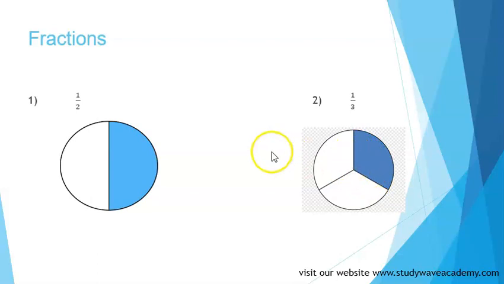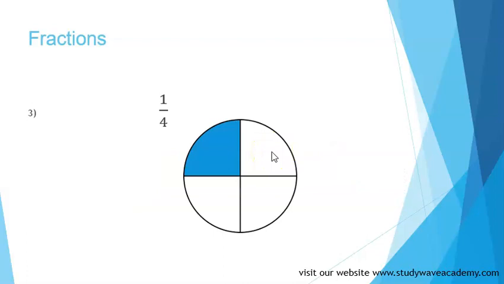So let's look at another example. Here we have a circle, and how many parts is our circle divided into? Let's count. 1, 2, 3, 4. Our circle is divided into 4 parts. And how many parts is shaded? 1. One part is shaded. So we say 1 over 4. Because 1, which is the numerator, the upper number, represents the shaded part. And 4 represents the whole object that is divided. And our object is divided into 4. Okay? Did we get that?